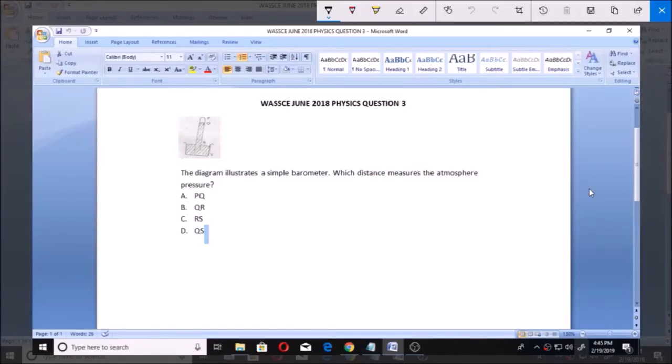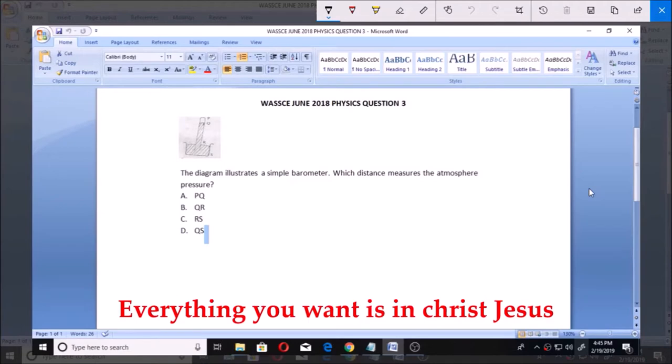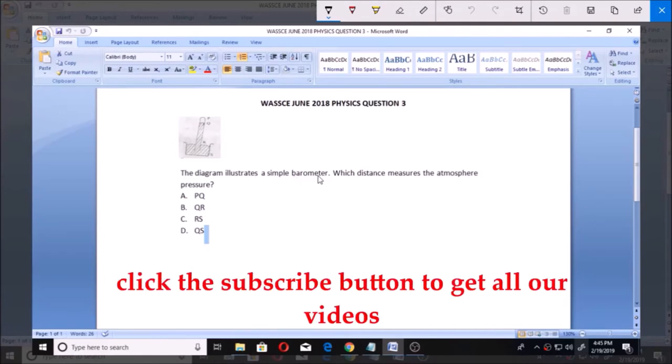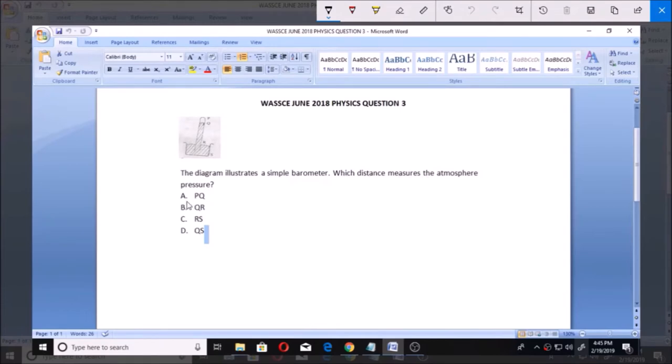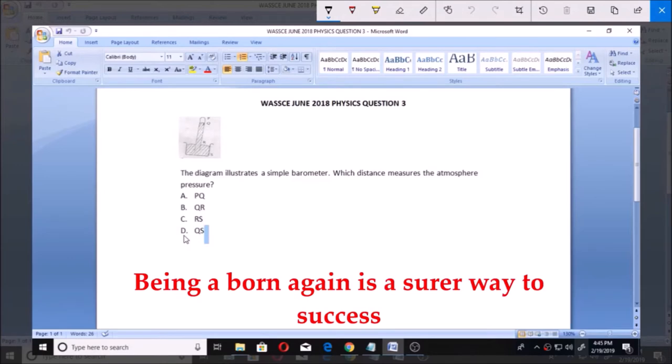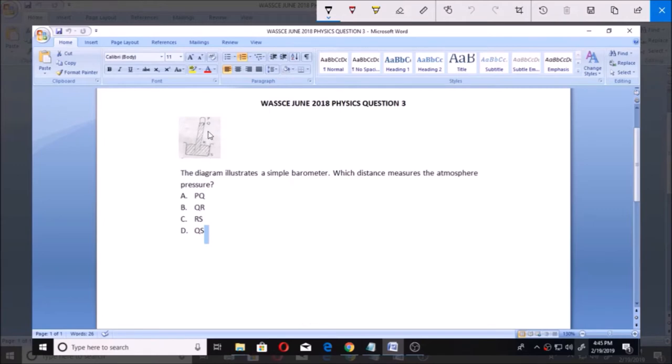Let's look at question number 3 for WAEC Physics 2018. The diagram illustrates a simple barometer. Which distance measures the atmospheric pressure? A, PQ; B, QR; C, RS; D, QS. So which of these distances measure the atmospheric pressure? Is it PQ? Is it QR? Is it RS? Or is it QS? So which of them?